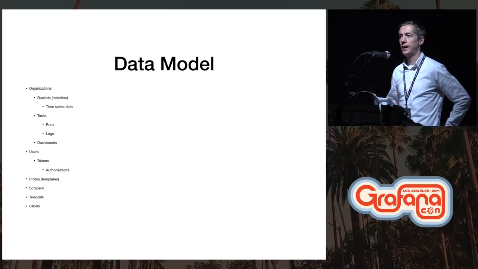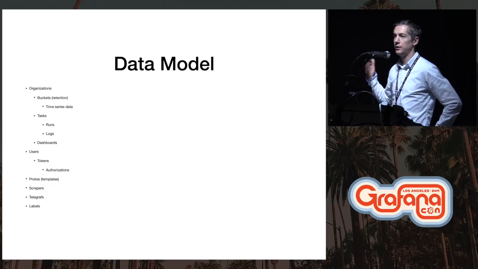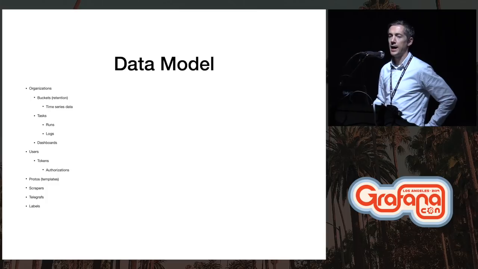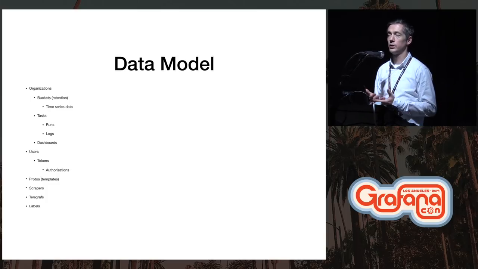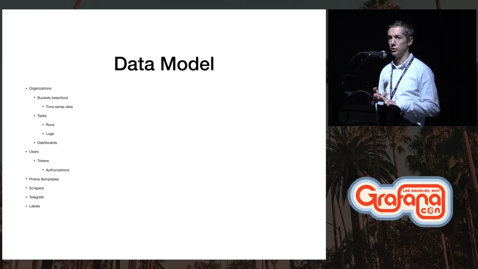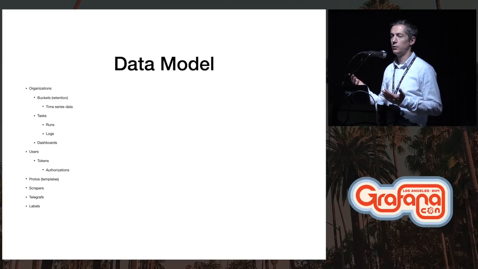So within the buckets, you have all of the time series data that you're writing, right? You have tasks. For the initial release of InfluxDB 2, they are basically batch tasks. Those are background things that are running. They can run on either a cron schedule, or they can run periodically, where you say once an hour, once a minute, whatever.